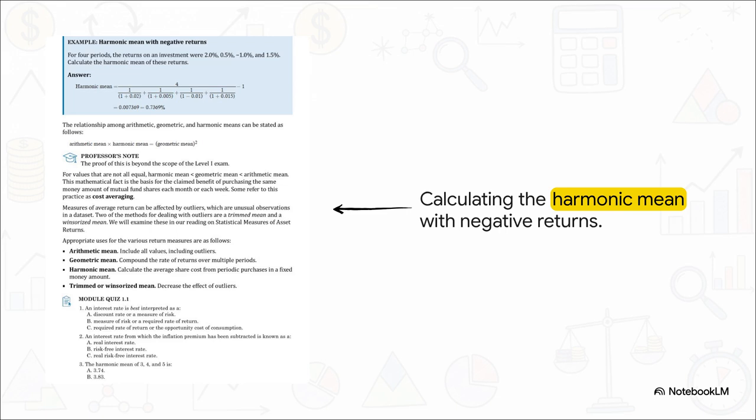Think about it like this. If you're putting $500 a month into a fund, no matter what the market is doing, you're automatically buying more shares when prices are cheap and fewer when they're expensive. The denominator in the harmonic mean formula handles those negative returns beautifully, giving you the true, highly accurate average share cost over all those periods.